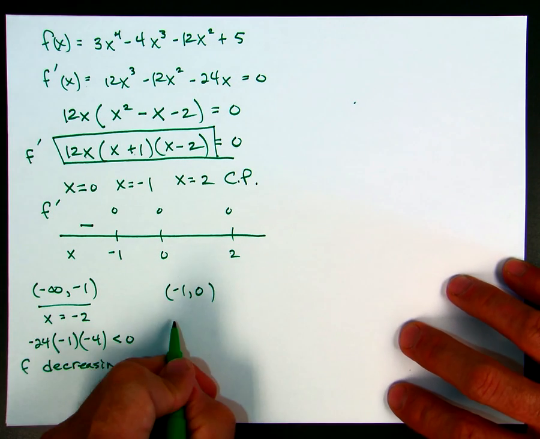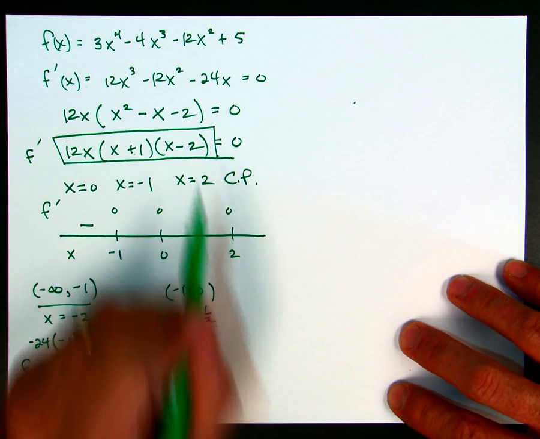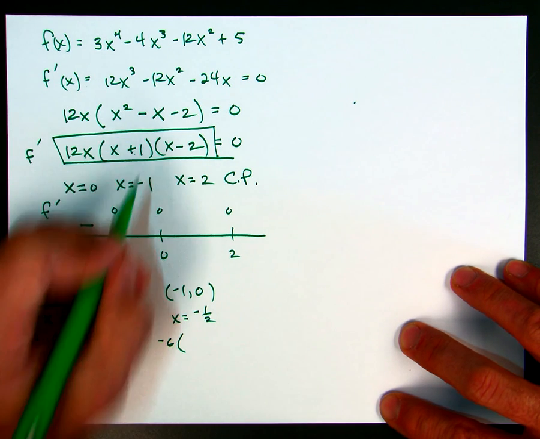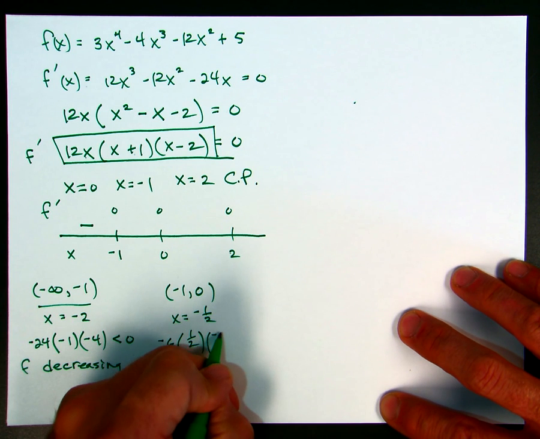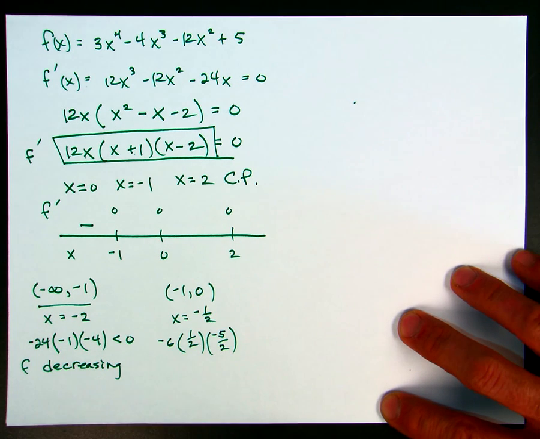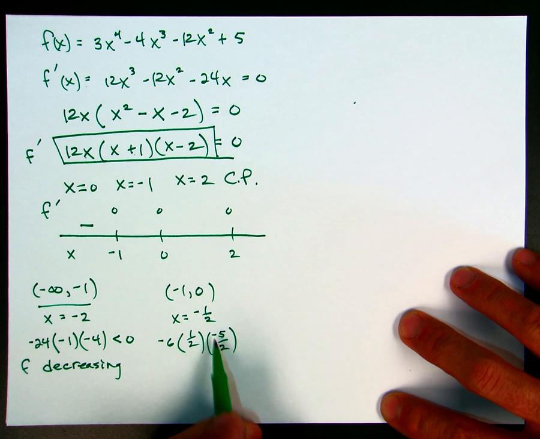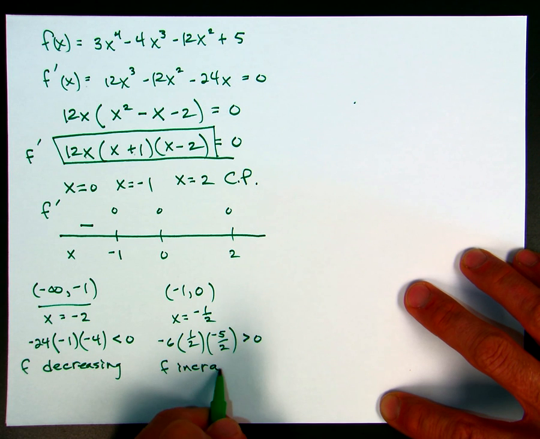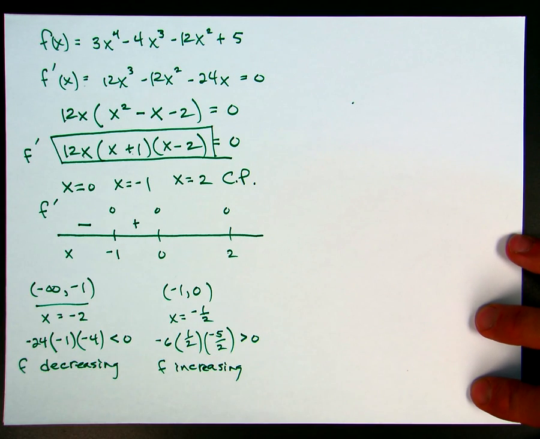Picking a test point, I'll choose -1/2. I want to put -1/2 in here, so -1/2 there gives me -6. -1/2 plus 1 gives me +1/2, and then -1/2 minus 2 is -5/2. Again, I don't care so much about the number, I just want to look at the signs. A negative times a positive is a negative, times a negative is positive, and I know that f is increasing on the interval. So along this interval, f prime is positive and f is increasing.